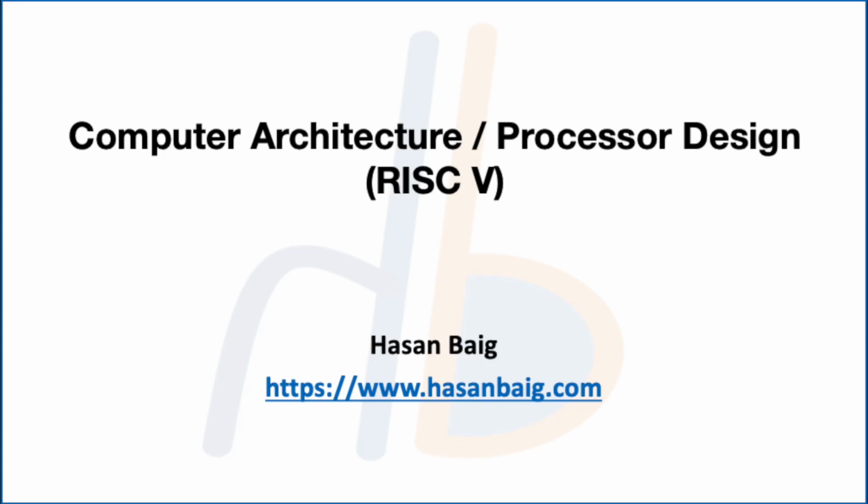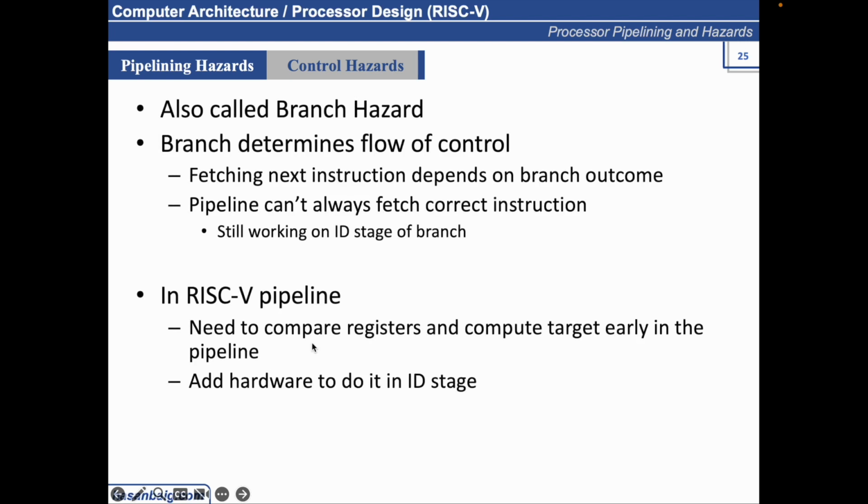Alright, so let's talk about control hazards, which are also called branch hazards. These hazards occur when, with a branch instruction, we cannot determine which instruction to execute next. If you recall the pipeline structure, when a branch instruction is in the instruction decode phase, the next instruction is being fetched in the instruction fetch phase. Now we do not know whether the instruction being fetched is correct or not.